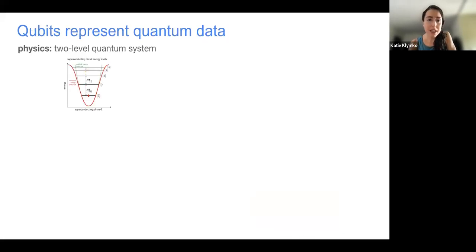So now Daan is going to talk a little bit more about the basics of what we're dealing with when we talk about quantum computers.